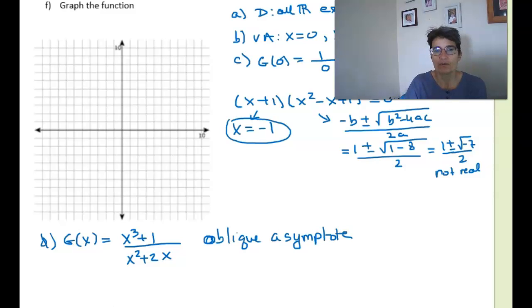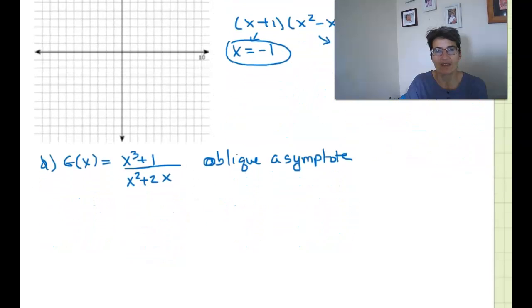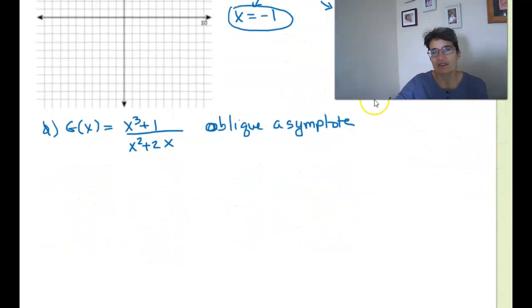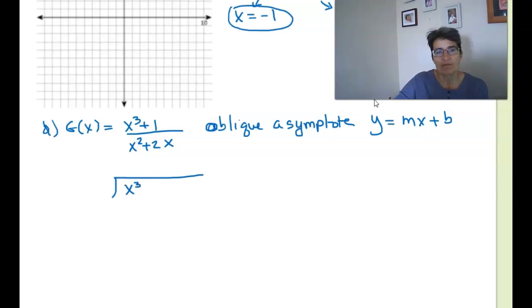Okay, so we need to do a long division to figure out the equation, right? So the oblique asymptote needs to have the equation of a straight line, y equals mx plus b form. We're going to put x cubed plus 1 in here. We're going to fill in spaces for the missing degrees. It jumps from x cubed to 1, so it's missing the x squared and x terms. So you put zeros in there as placeholders, otherwise it's going to mess up the division.